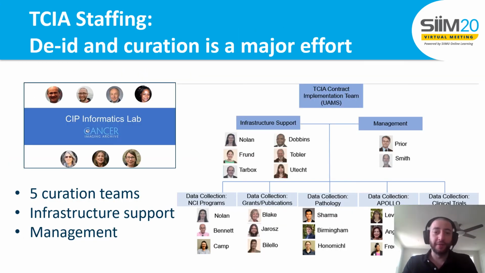Needless to say, all of this is a huge effort in terms of actually getting the work done and requires significant human labor, despite a number of advances in the software that have automated various steps in the process. So TCIA at this point in time actually has 5 separate curation teams, in addition to an infrastructure support group and multiple layers of management.